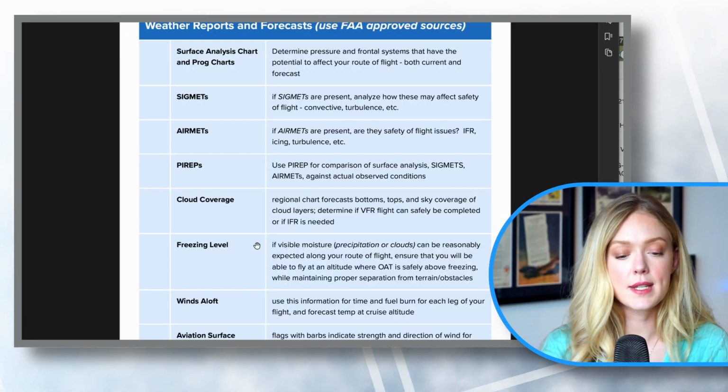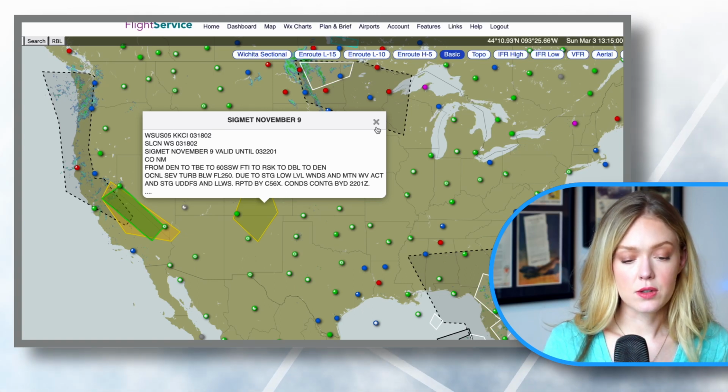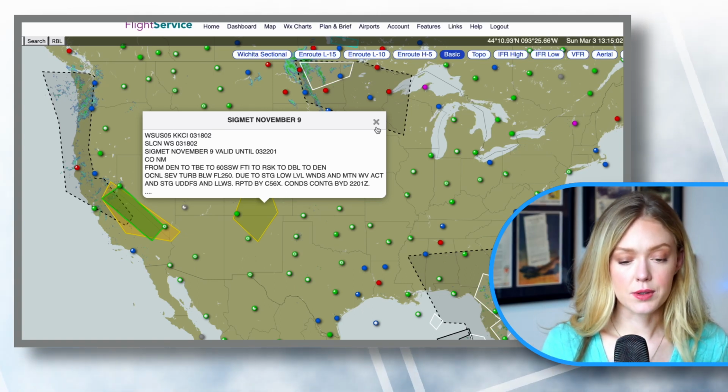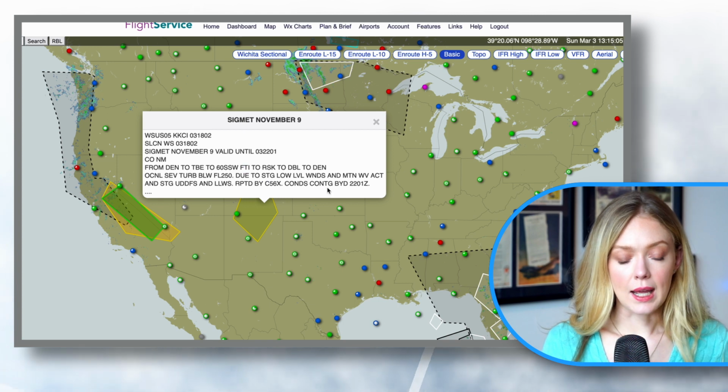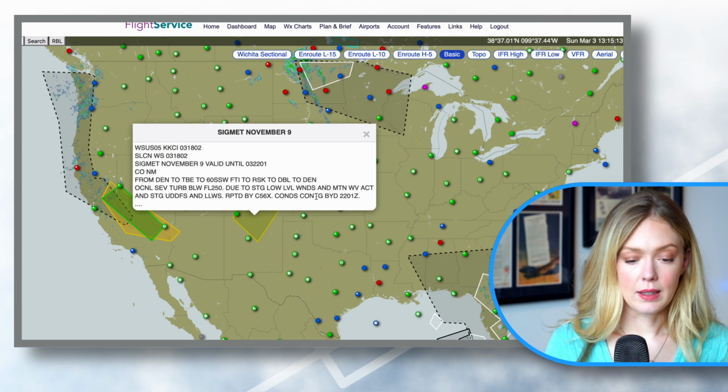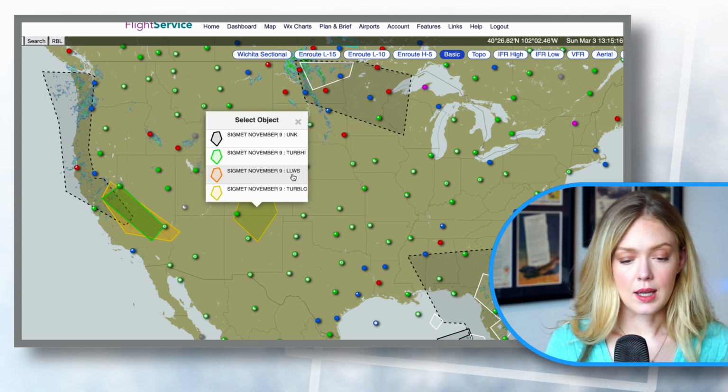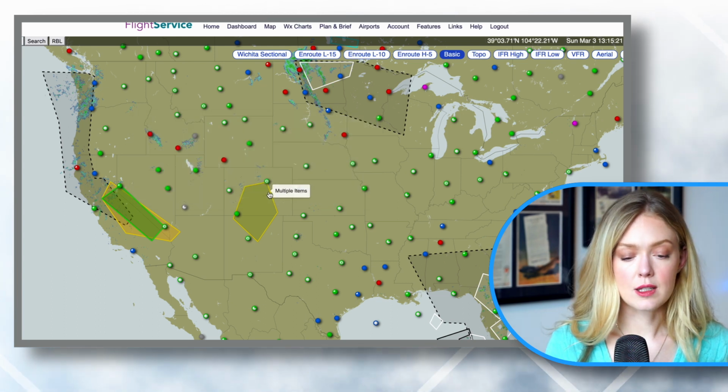All right, we've looked at surface analysis. We've looked at our AIRMETs. Let's look and see if there are any SIGMETs present. Ooh, yay! I love it when there's SIGMETs. Not because I'm excited about bad weather, but because it's something interesting to look at. Mountain wave, occasional severe turbulence below flight level 250, reported by a Citation. And high level turbulence, so same thing. And low level wind shear, strong low level winds, mountain wave.